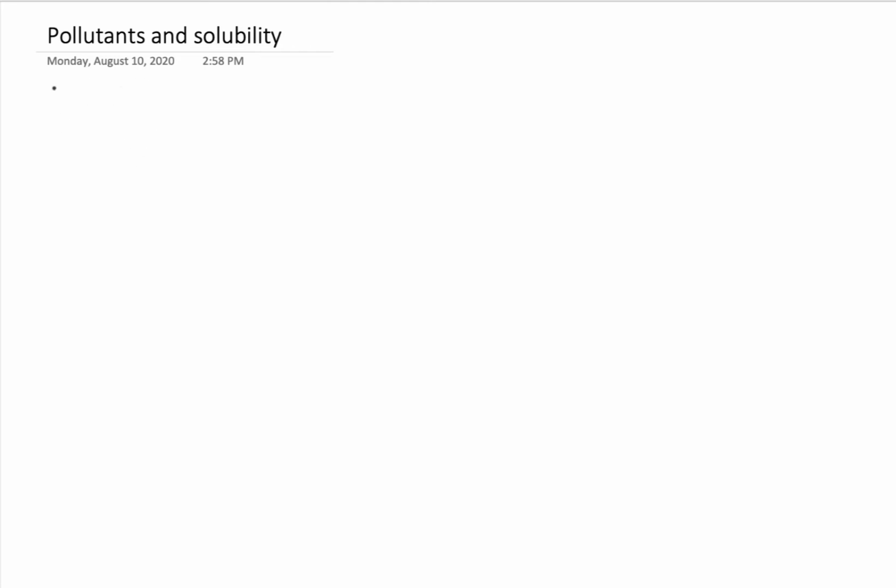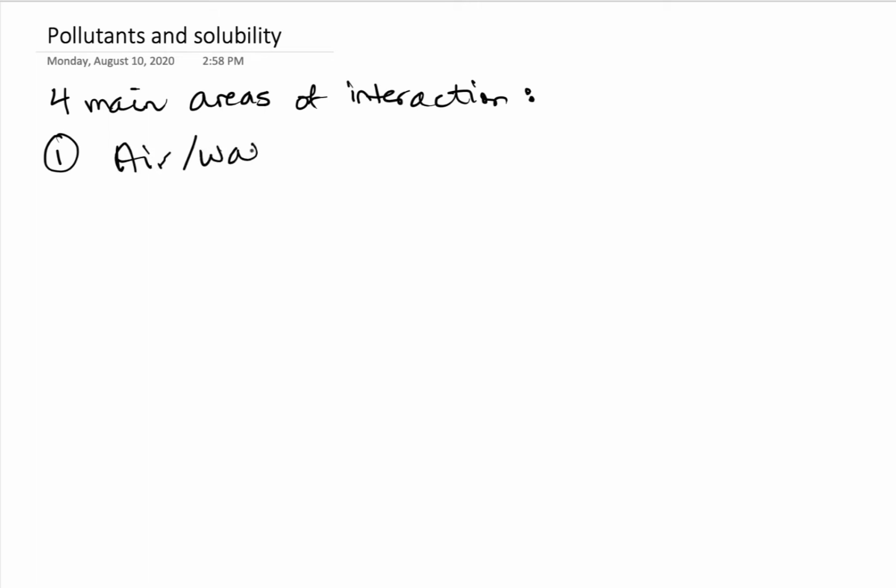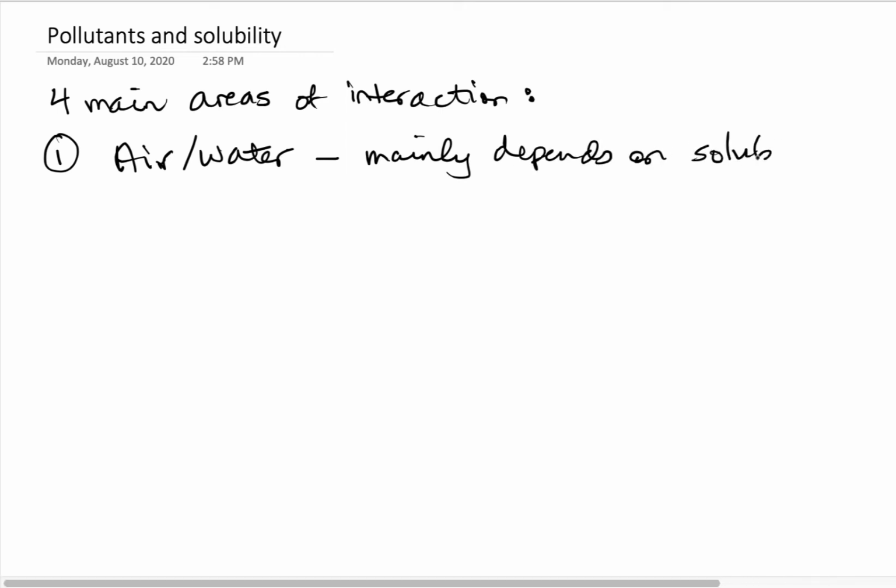So what we need to pay attention to is that there are four main areas of interaction for pollutants in our environment. And so we're going to look at these four areas. The first one is the air-water interface. At the air-water interface, the materials that are going to move between air and water, this mainly is dependent on the solubility and on the vapor pressure.